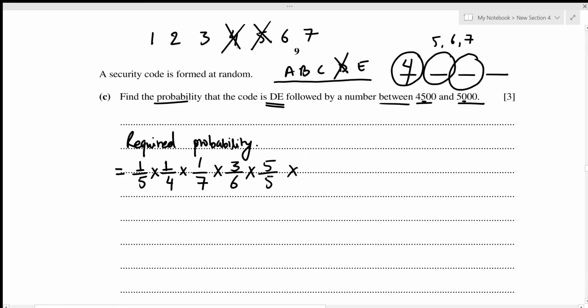And since we already selected a digit here, it again reduces our options. So for the last place, we can choose any of the digits from the remaining 4 digits. So that's just going to be 4 by 4. So that's it. We can just multiply this and get the required probability to be 1 by 280. This concludes the 5th question. Let's move on to the 6th one.